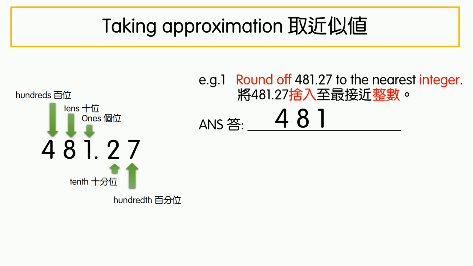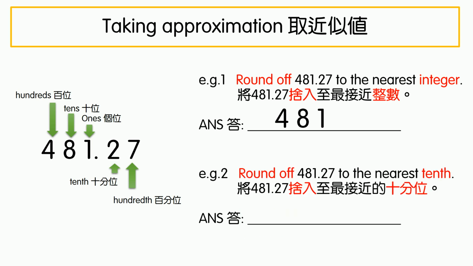And the answer of this question is 481. Let's try one more example. This time, we need to round off this number to the nearest tenth. So sometimes the question will be written in this way. So it is clear that we want to keep one decimal place only. Now, referring to this number, the number next to it is 7, and this is a number greater than 5. That's why we will increase the value by 1. And the answer of it is 481.3.